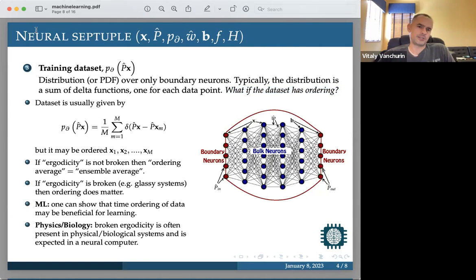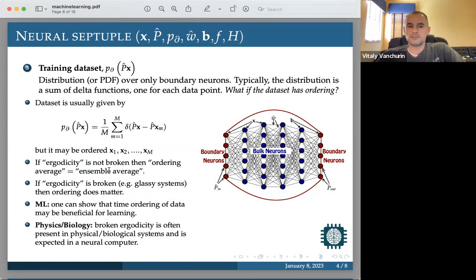So let's go on. Here I just summarize pretty much what I said. Usually this is what it is: the probability distribution is just a sum of delta functions, and they may have ordering. Here I assume that x1 to xm has no ordering. This is just integers. But what if there is? What if x1 has to go before x2, etc.? In physics, we call it ergodicity when it doesn't matter for the system whether things are ordered or not. In this case, when ergodicity is not broken, the ordering average equals the sample average. By ordering average, think of a time average: the samples are shown one after another within some time interval.